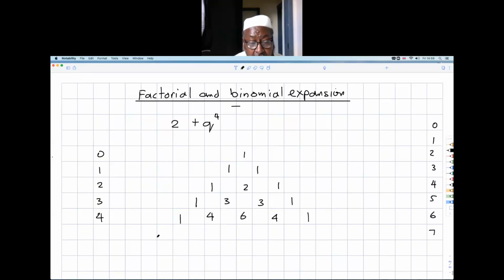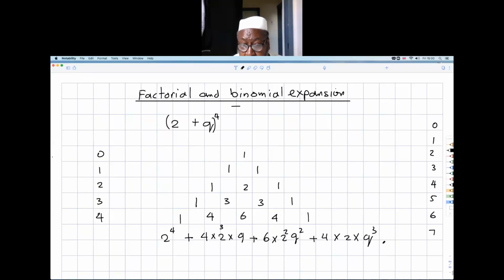So the answer is 2 to the power 4 plus 4 times 2 to the power 3 times q plus 6 times 2 squared q squared plus 4 times 2 times q cubed plus q to the power 4. These are all plus.